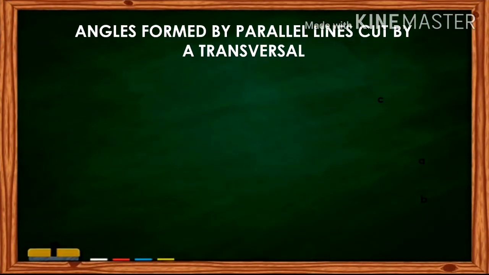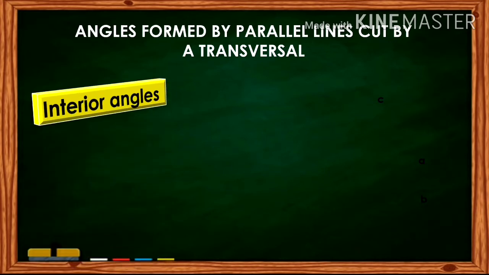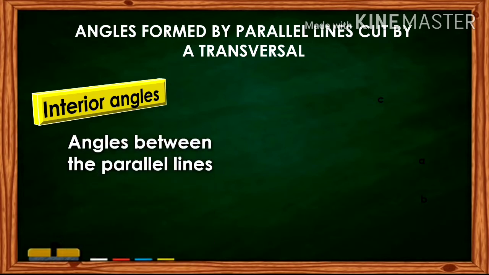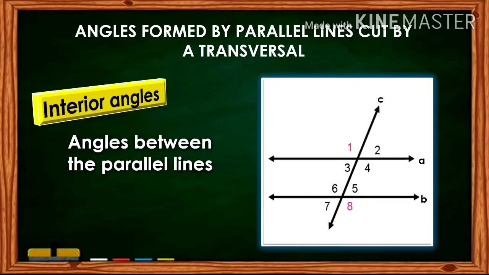Angles formed by parallel lines cut by a transversal. First one, we have the interior angles. This is the first angle pair. When we say interior angles, those are angles between the parallel lines. Here, we have angle 3, angle 4, angle 6, and angle 5. Those are examples of interior angles.